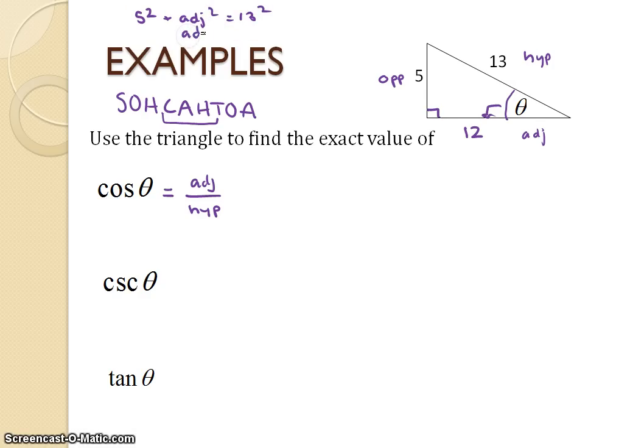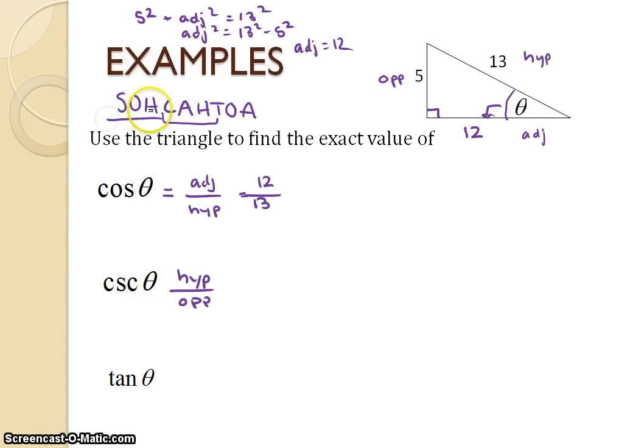So my adjacent side squared is 13 squared minus 5 squared, which brings you down to the adjacent side equaling 12. Okay, just plug that into the calculator. So to find cosine of the angle theta, cosine is the adjacent over the hypotenuse, so that is just 12 over 13.